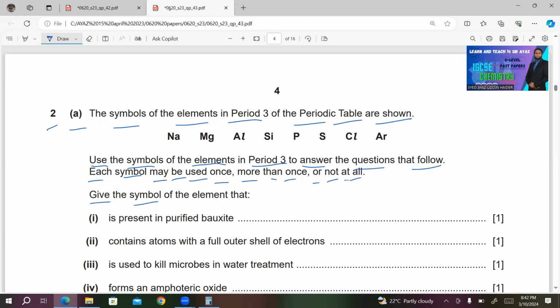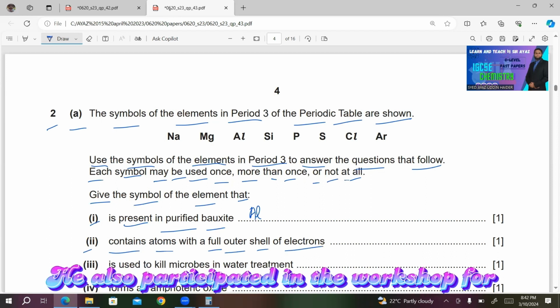Give the symbol of the element that, number 1, is present in purified bauxite. Bauxite is the compound of aluminium. So aluminium must be present in purified bauxite. Al is the answer. Number 2, contains atoms with a full outer shell of electrons. So we have only one element in this period that has full outer shell of electron, that is argon.